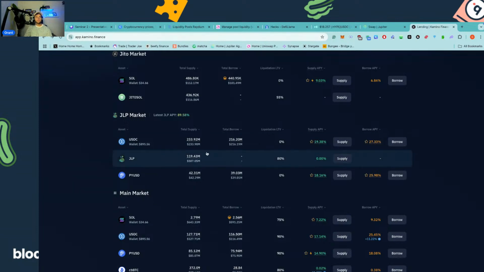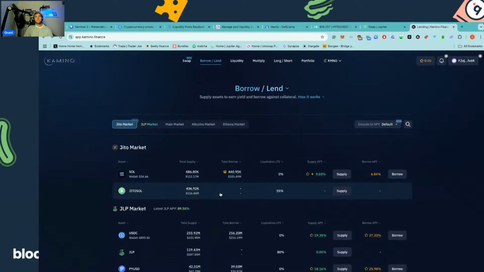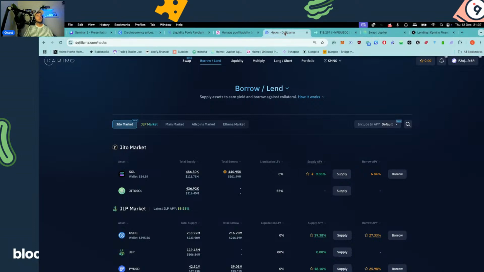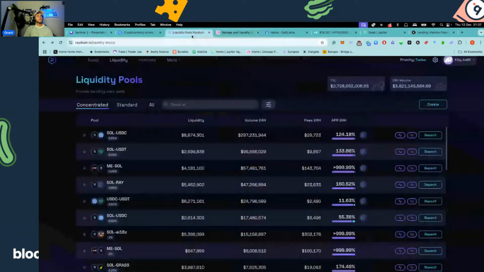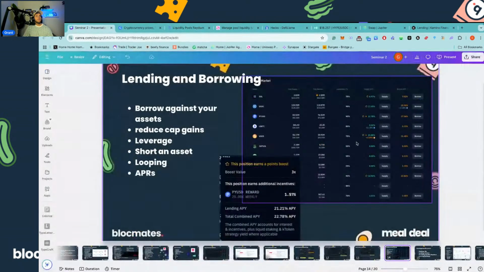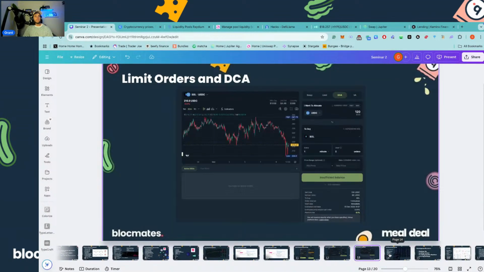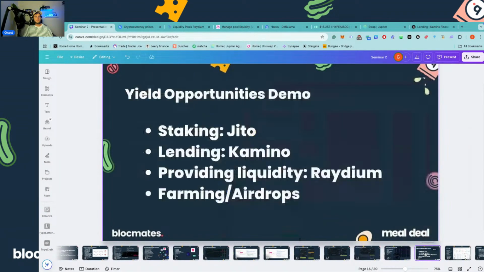So you can use these things to lever up, to earn yield, to go long, to go short. Very, very good product. Right, let's have a look. Cool. So yeah, you can find some good tasty yields on there currently. Really simple to use as well.